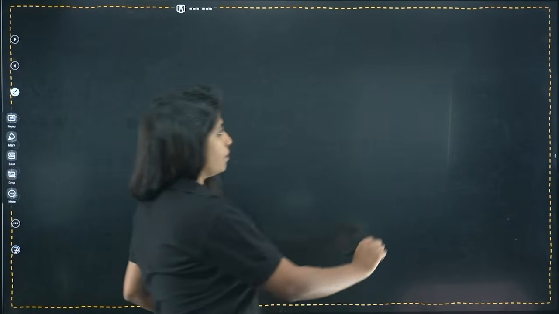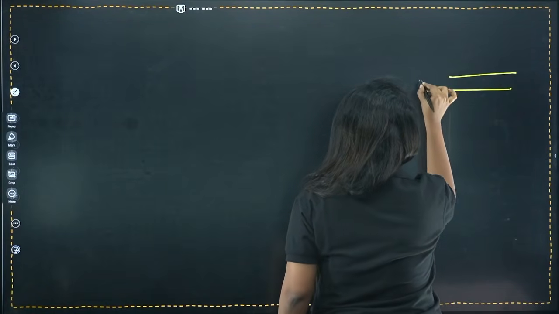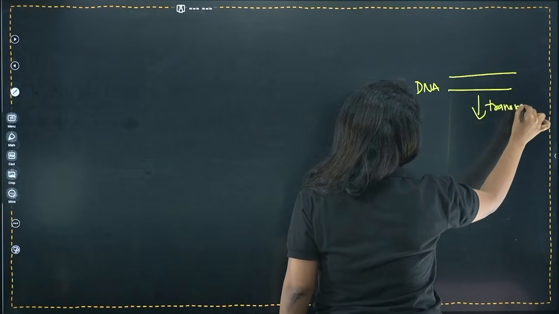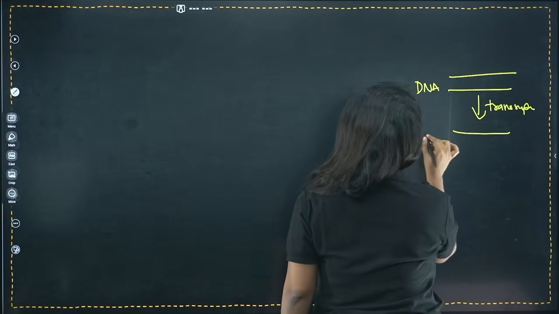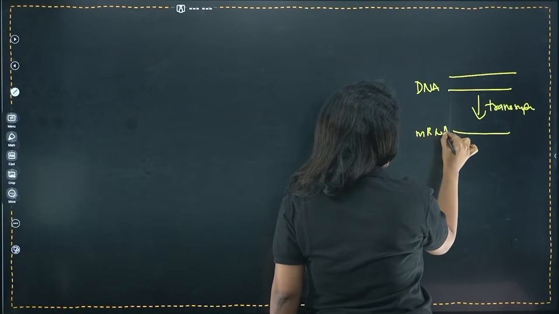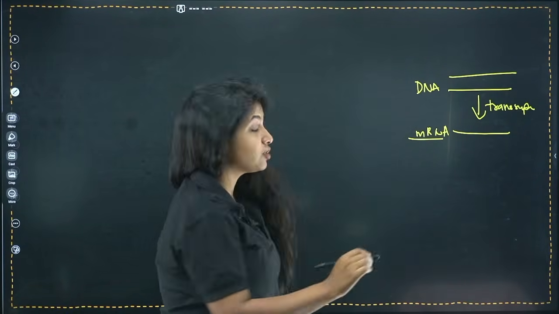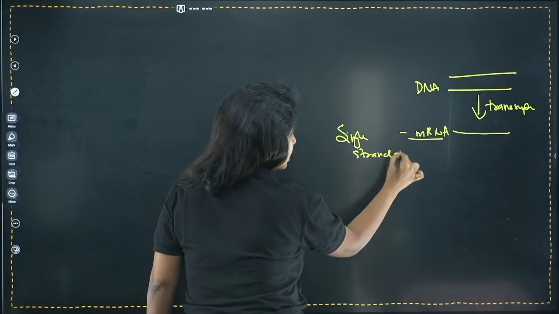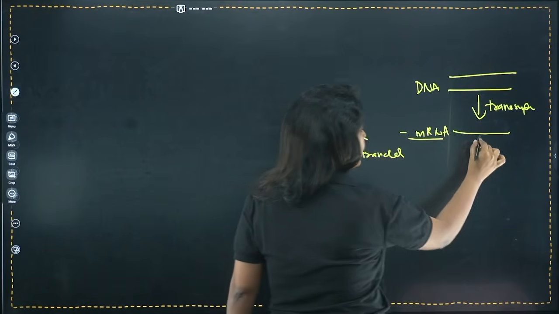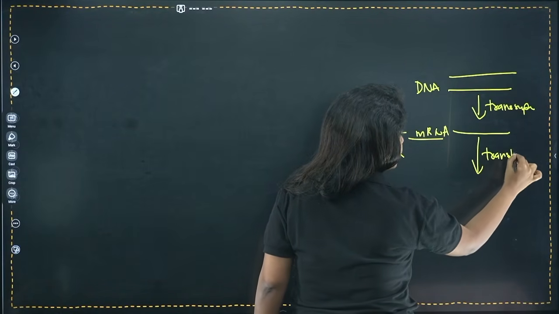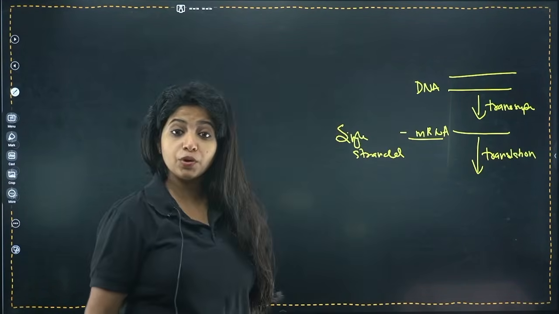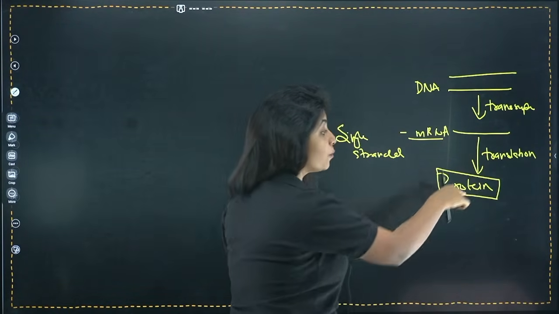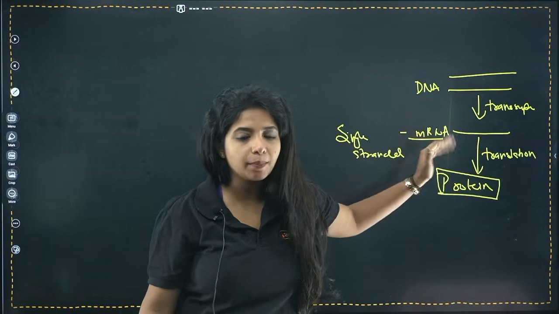Generally, my dear children, you have the DNA. DNA is double-stranded. The DNA undergoes transcription, right? Transcription, what do you get? You get RNA, that is mRNA, and that is a single-stranded structure. It is single-stranded, please remember. Now this single-stranded structure is going to undergo another process known as translation. And at the end of translation, what do you get? You get protein. So basically, for production of protein, you will need a single-stranded mRNA.